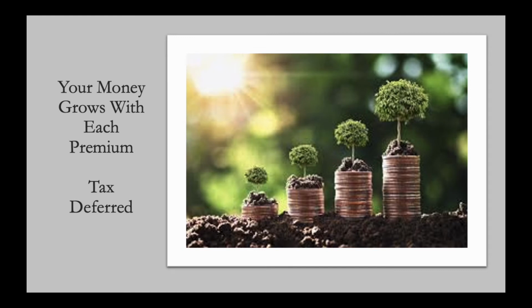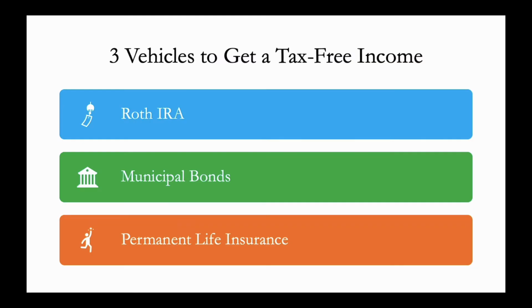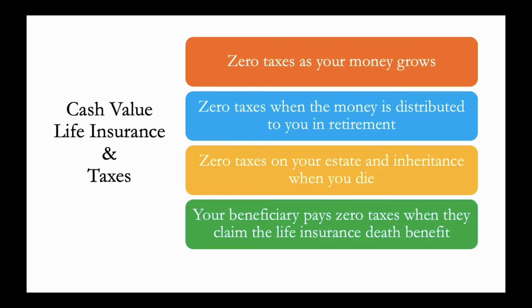Your cash value increases with every premium payment, tax deferred, and the interest you earn grows tax deferred, which of course increases your cash value. Now, there are three vehicles available to get a tax-free income in retirement: a Roth IRA, municipal bonds, and permanent life insurance. Because permanent life insurance takes advantage of IRS code 7702, which allows your retirement income from your policy to be tax-free, your money grows tax-free, you pay zero taxes on your retirement income, no taxes on your estate and inheritance when you die, and your beneficiary pays zero taxes when they claim the life insurance death benefit.